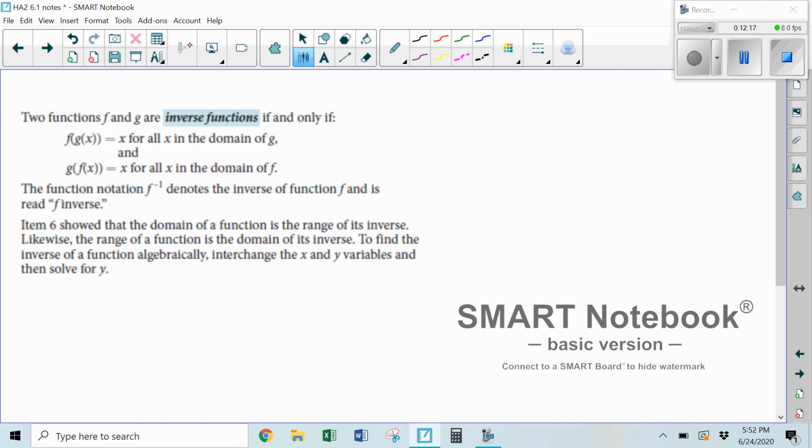Item 6 showed the domain of a function is the range of its inverse. Likewise, the range of a function is the domain of its inverse. So when I had my functions, I'll just call them function A and function B, my input was acres and my output was dollars. When I did the inverse, now I input dollars and I output acres. This is what they're talking about. The domain of one is the range of the other, and the range of this is the domain of this one. That will always happen with inverse functions.